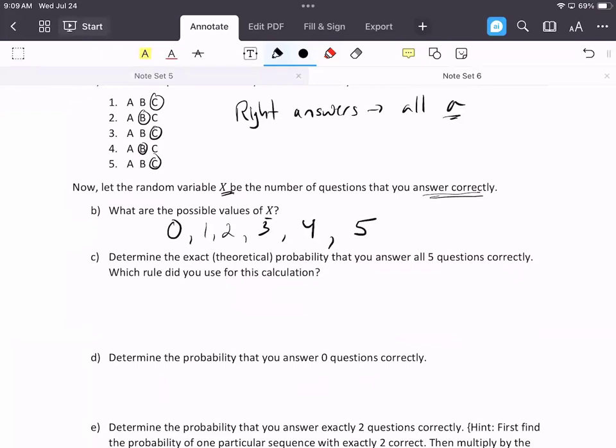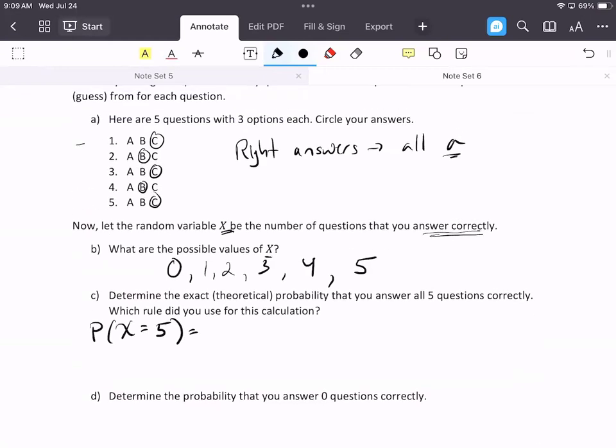Determine the exact, in other words theoretical, probability that you answered all 5 questions correctly. And which rule did you use for this calculation? Remember, we want to use good notation. So the probability that I get them all correct, and there are 5 of them. Well, let's look at the first one and see how we're going to figure this out. How many options are there? Hopefully you think, well, there are 3 options, A, B, or C. How many of those are correct? Well, only one of them is correct. So that's for number 1. Are we going to do the same thing for 2, 3, 4, and 5? Hopefully you think yes. Remember, if I get one right or wrong, it does not affect what happens to the rest of them.